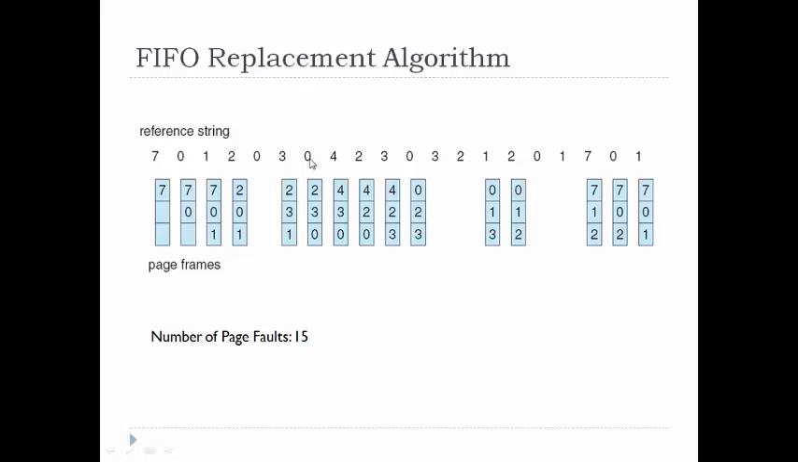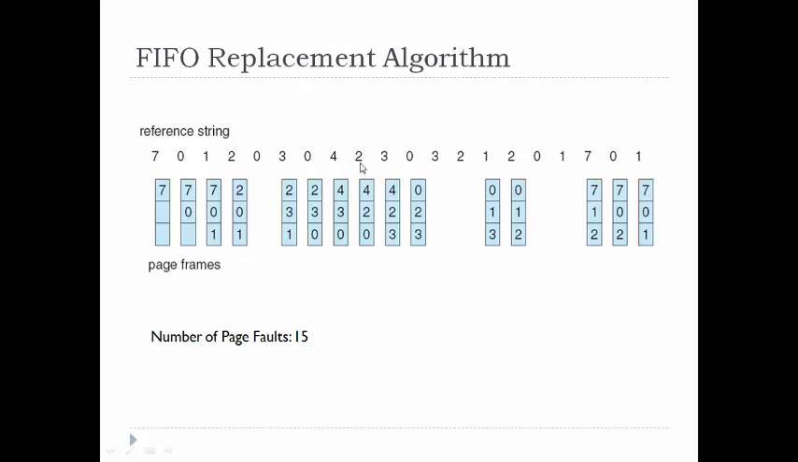The next page is 0. We have 2, 3, 1. When we check in the reverse order, 3, 0, 2 and 1. Which was inserted first? 1. So we are inserting 0 in the place of 1. The next to be inserted is 4. We check in reverse: 0, 3, 0, 2. Since 2 was used first, we replace 2, and 4 will be inserted in the place of 2. So we have 4, 3, 0 now.